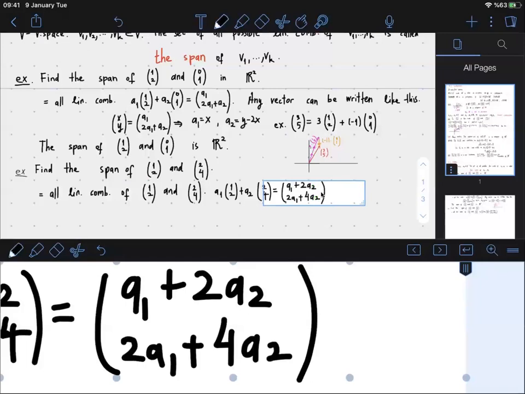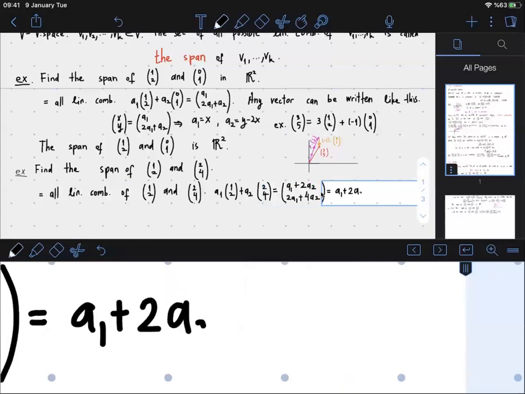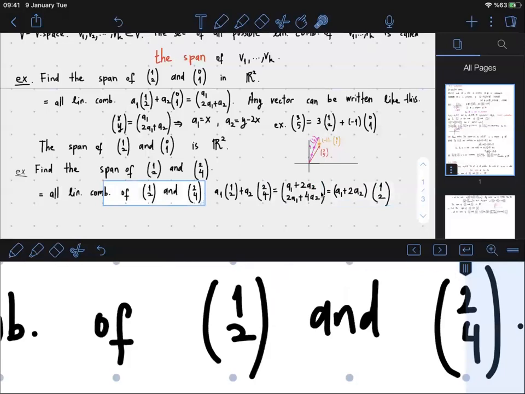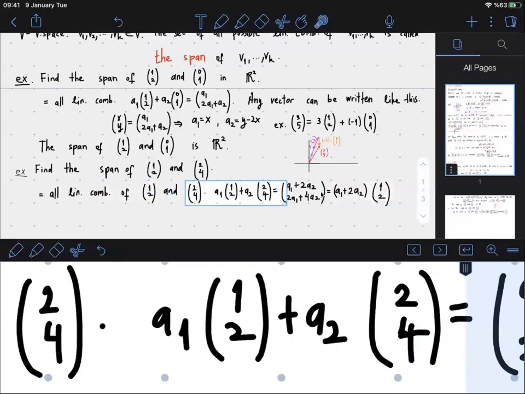Let me show you one more thing. I can write this as (a1 plus 2a2) times the vector 1, 2. So what this really means is that the vectors in the span are multiples of the vector 1, 2. 1, 2 is a multiple, and 2, 4 is a multiple, and any linear combination of them will still be a multiple of 1, 2.